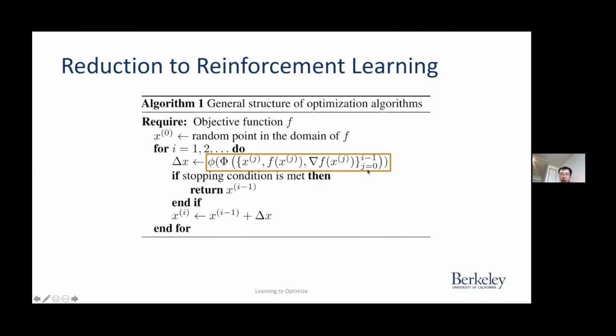So from the beginning of the optimization algorithm to the current time step, you feed in as inputs to your update formula three things: the current iterate at that particular time step, the objective value at that time step, and the gradient at that time step.